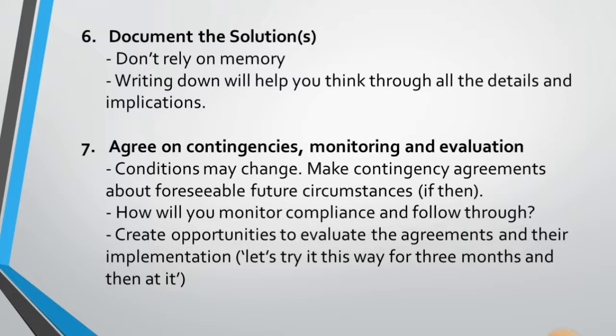Try it out. Point number 7: agree on contingencies, monitoring and evaluation. Conditions may change. Make a contingency agreement about foreseeable future circumstances. How will you monitor compliance and follow through? Create opportunities to evaluate the agreement and its implementation. Let's try this way for 3 months, and then you see a great result.